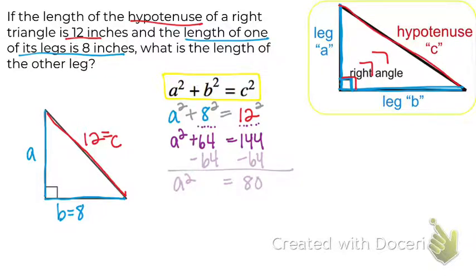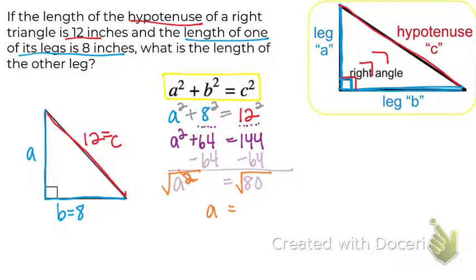Now that what is squared is isolated by itself, we can undo that squaring. And we do that by taking the opposite, the inverse of squaring, which is the square root. So let's take the square root of both sides, and what that does on the left side is it cancels out the square, so we're left with A.